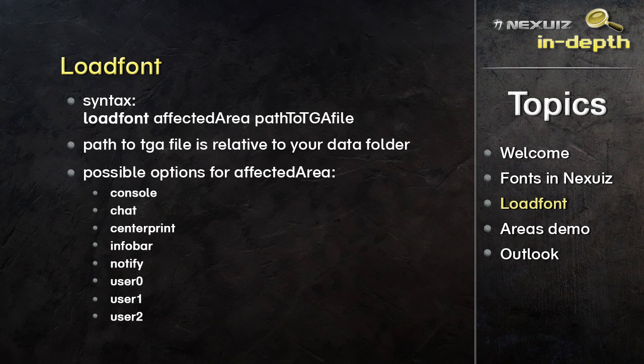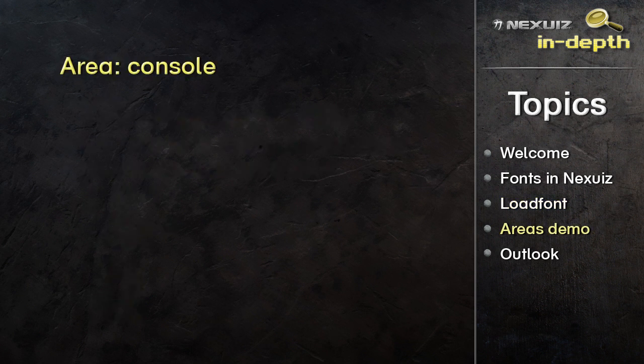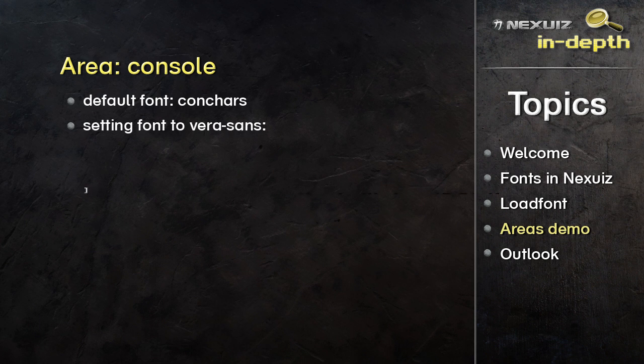Okay, back to the load font command. I'll now go through each of the areas and do a quick demonstration. Let's start with the console area. By default, it uses the console font Conchars. By entering load font console JFX/verasans, I can change the font to be the verasans font.